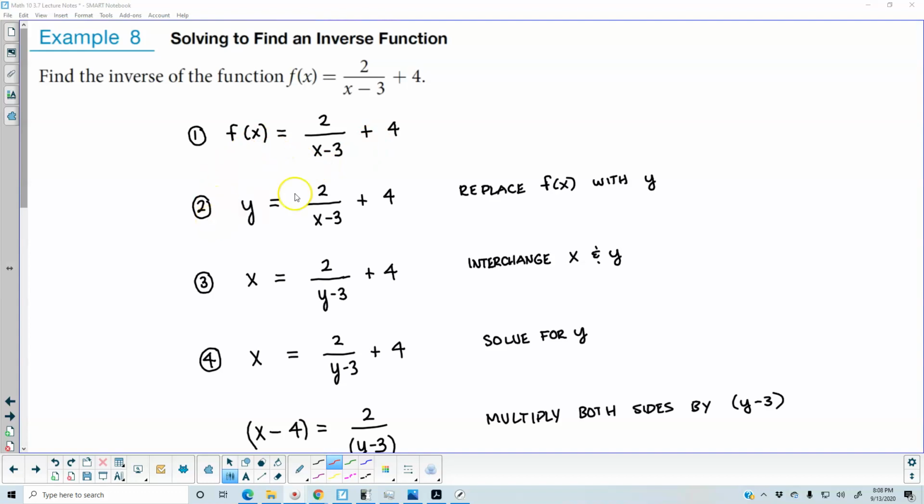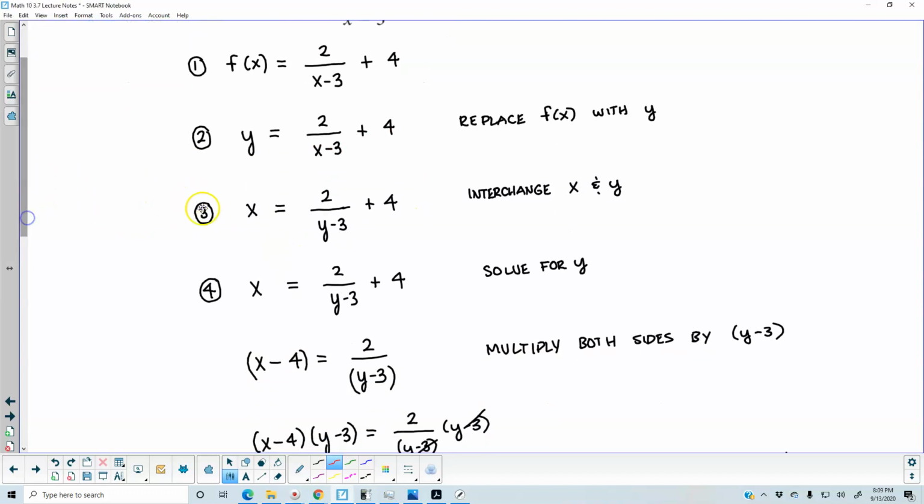Now, in step 2, we're going to replace f of x with y. So now f of x is going to become y. So y is now going to equal 2 over x minus 3 plus 4. Now in step 3, we're going to interchange x and y. So we're going to let y now become x, and we're going to let x now become y in that equation. And now we want to solve for y.